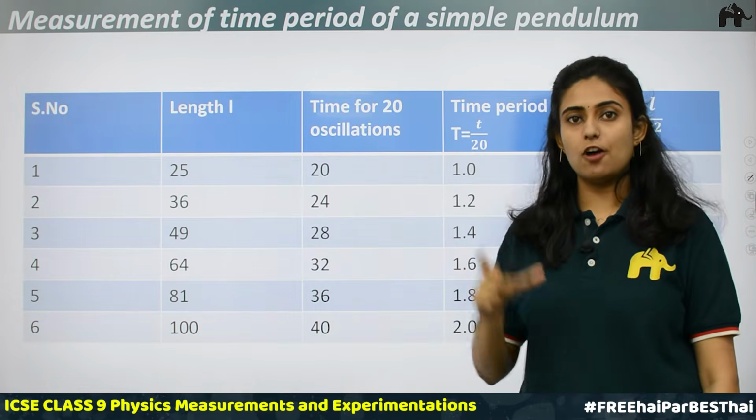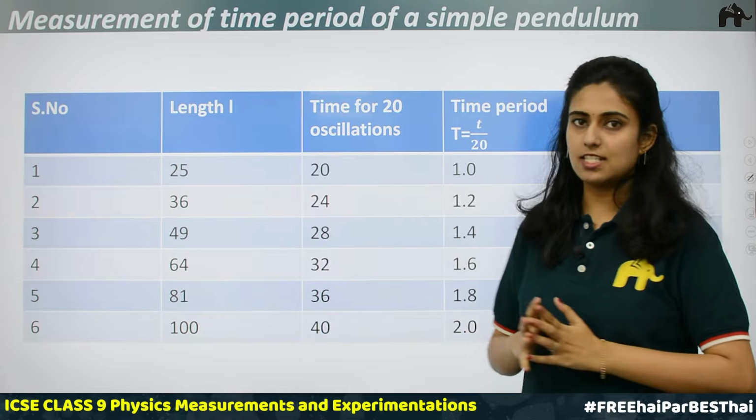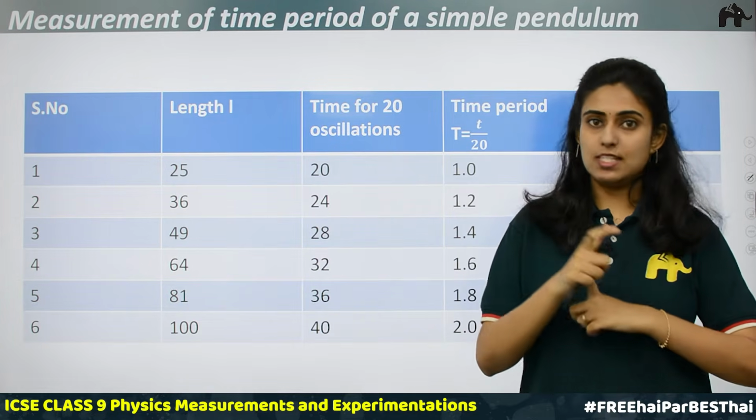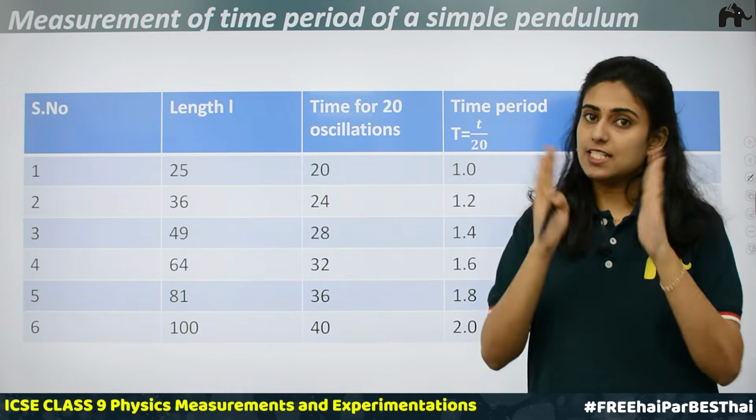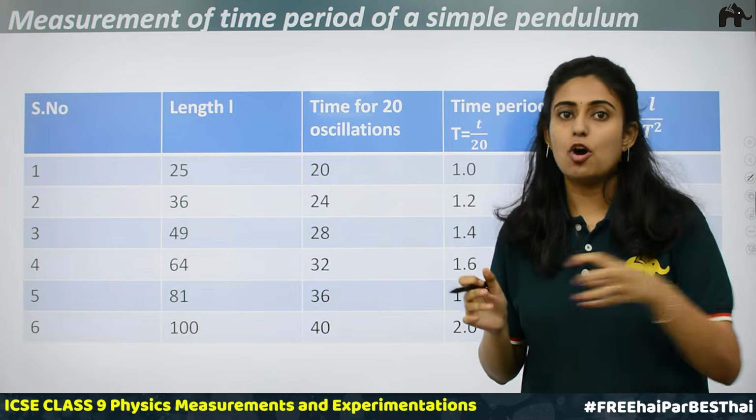Measurement of time period of a simple pendulum. How to measure time period of a simple pendulum? Here we have collected data by performing an experiment using the simple pendulum. In a simple pendulum setup, we know there will be a rigid support, an inextensible string and a bob. The bob will be displaced.